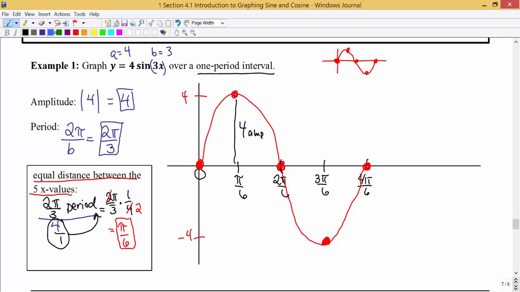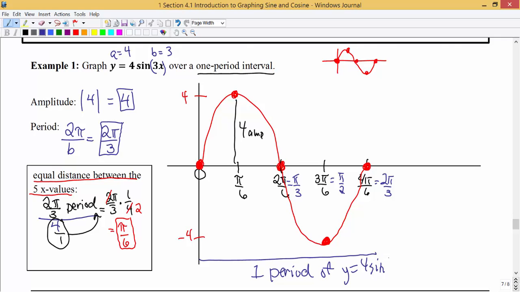And notice also that we can reduce these fractions in between. 2 pi over 6 is the same thing as pi over 3, if we wish to reduce those x values. 3 pi over 6 is the same thing as pi over 2. And 4 pi over 6, of course, is the same thing as 2 pi over 3 when we reduce that fraction. So notice that from 0 to 2 pi over 3, this is one period of y equals 4 sine of 3x. So it goes from 0 to 2 pi over 3.